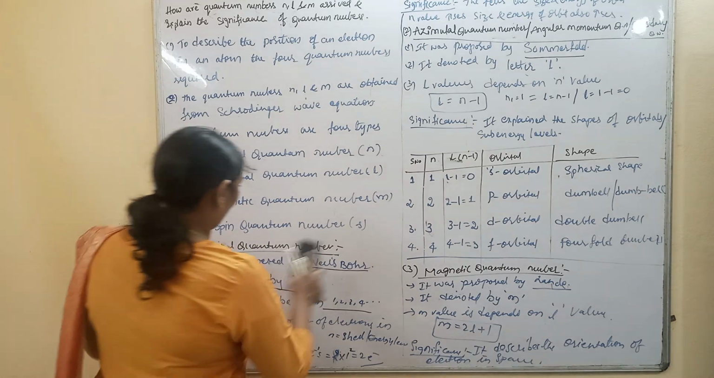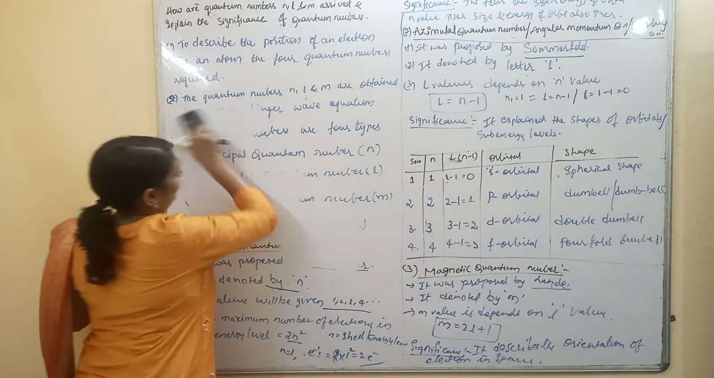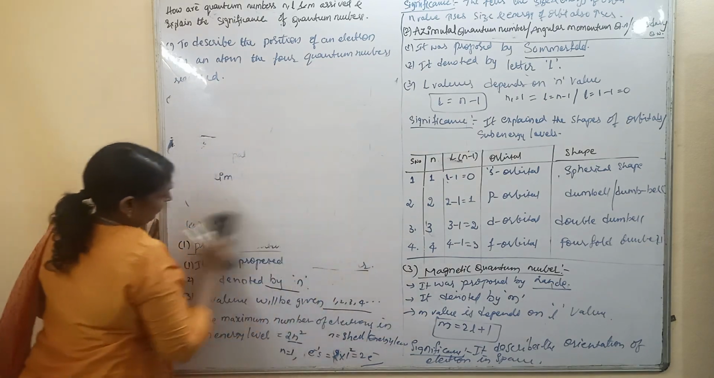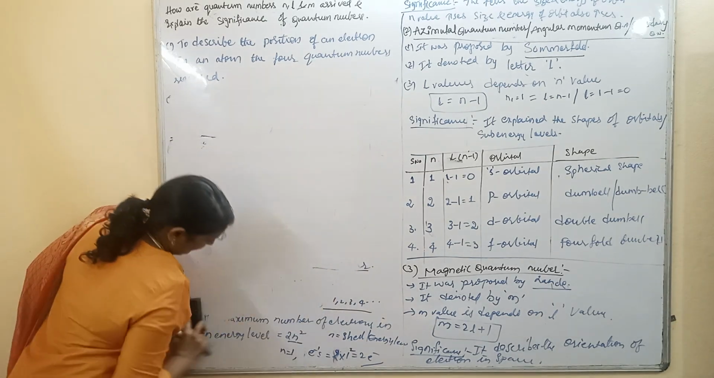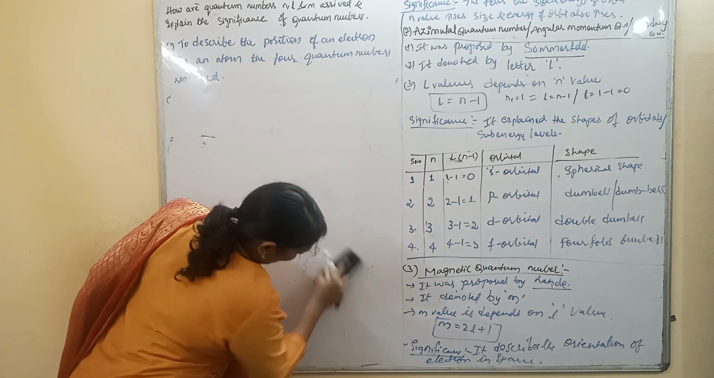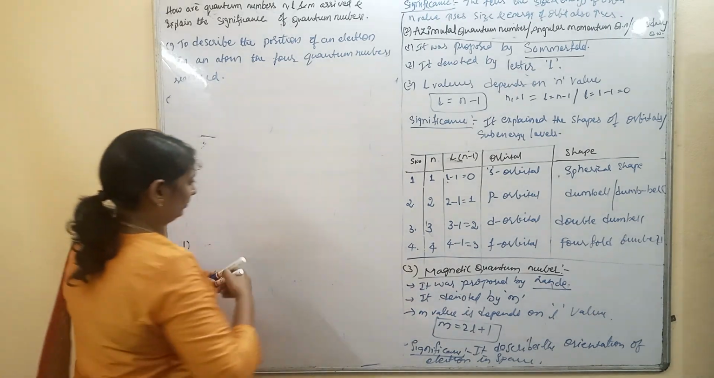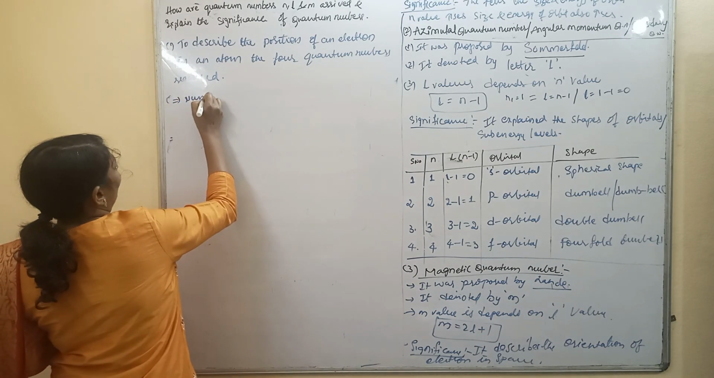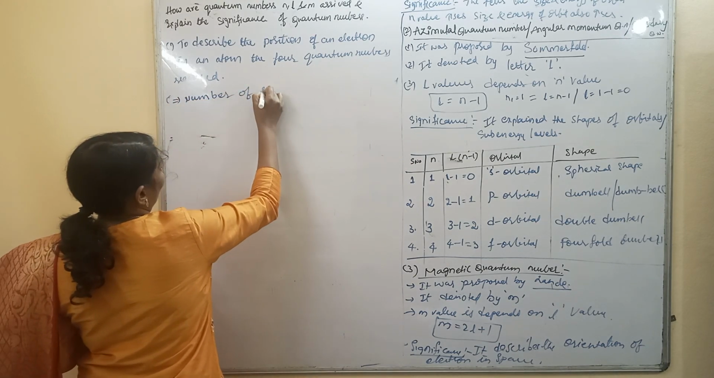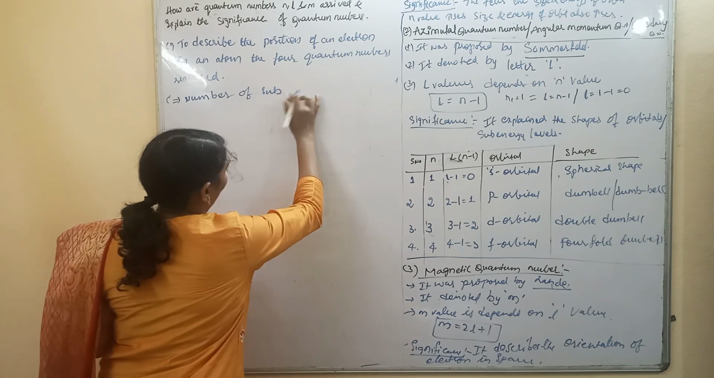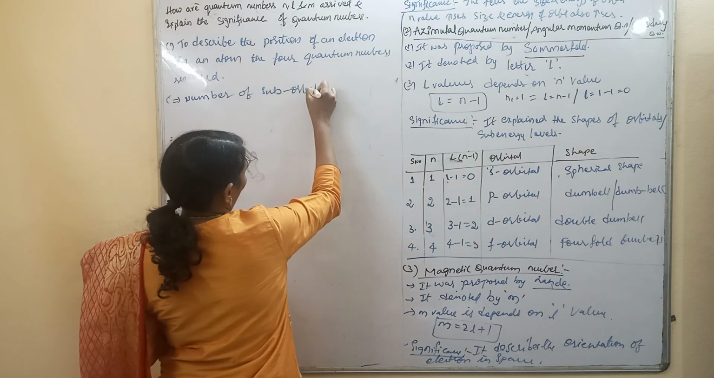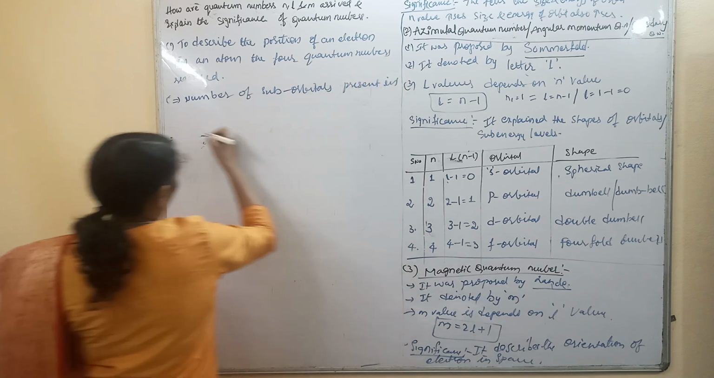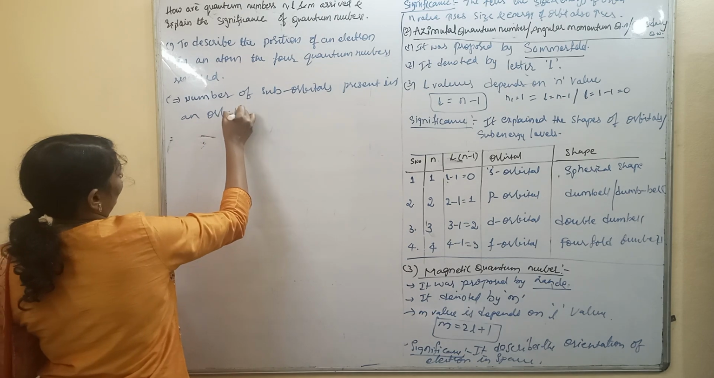So now I am going to write here. Next point. What is the next point? Number of subshells, or you can take that suborbitals, present in an orbital.